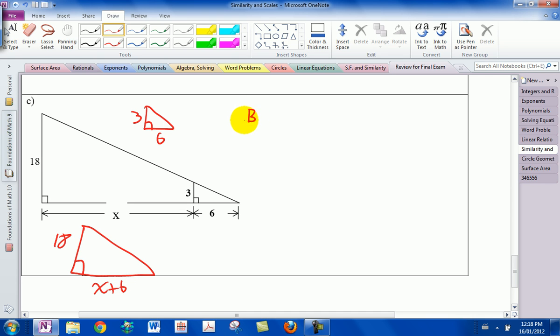So let's put the big triangle on the top and the small one on the bottom. It makes it easier because the x is then on the top of the fraction. So 18 over a number, x plus 6 over a number, and here you got to be careful. You got to watch your brackets because you have an actual equation on the top.